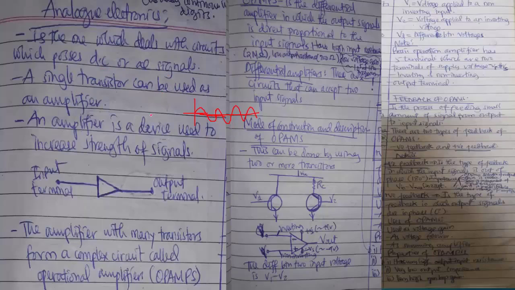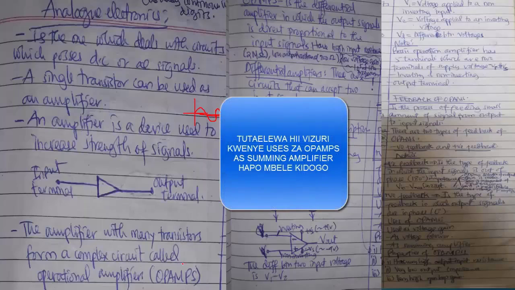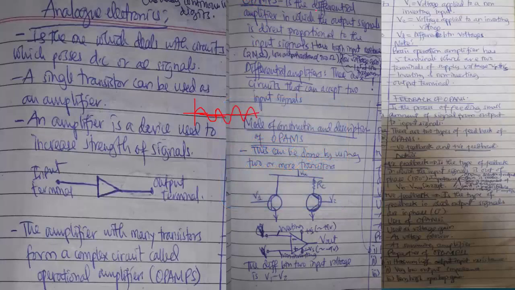A single transistor can be used as an amplifier. An amplifier is a device used to increase the strength of signals at the input terminal. So amplifiers with many transistors form a complex circuit called operational amplifiers. Hii ni integrated circuit ambayo ina consist so many amplifiers. So OPAMPS, kifupi cha operational amplifiers.